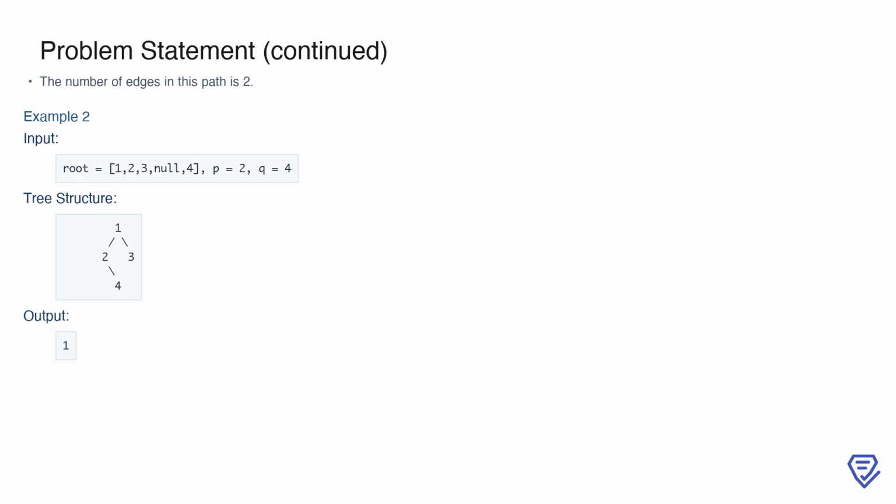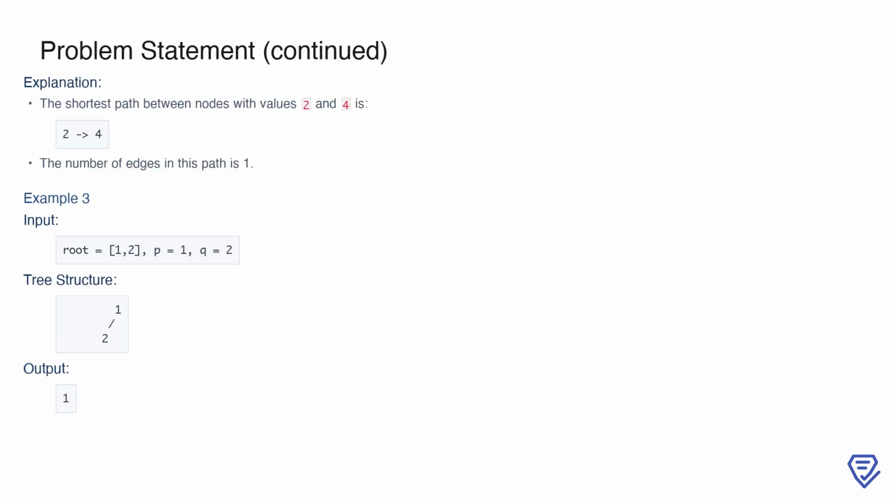Now, let's consider another example. The input for this case is root equals 1, 2, 3, null, 4, with p equals 2 and q equals 4. The tree structure here is slightly different. The root node 1 has two children, 2 and 3, but this time node 2 has a right child with a value of 4. To determine the distance between nodes 2 and 4, the shortest path is a direct connection from 2 to 4. This path contains just one edge, so the output is 1. In this second example, the explanation is straightforward. The shortest path between nodes 2 and 4 is simply from 2 to 4, which involves only one edge.